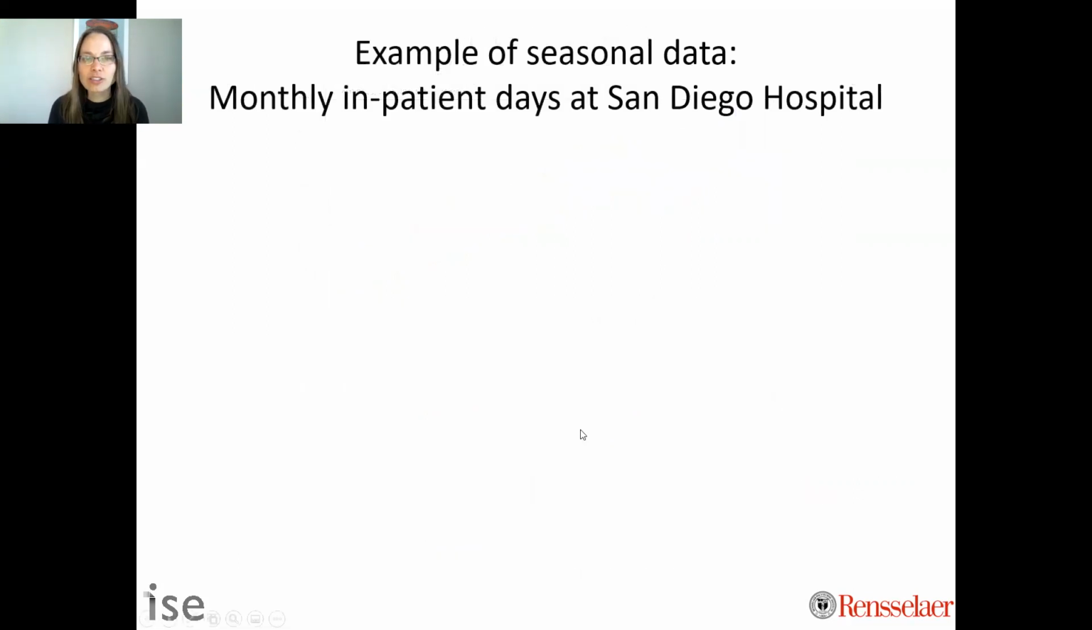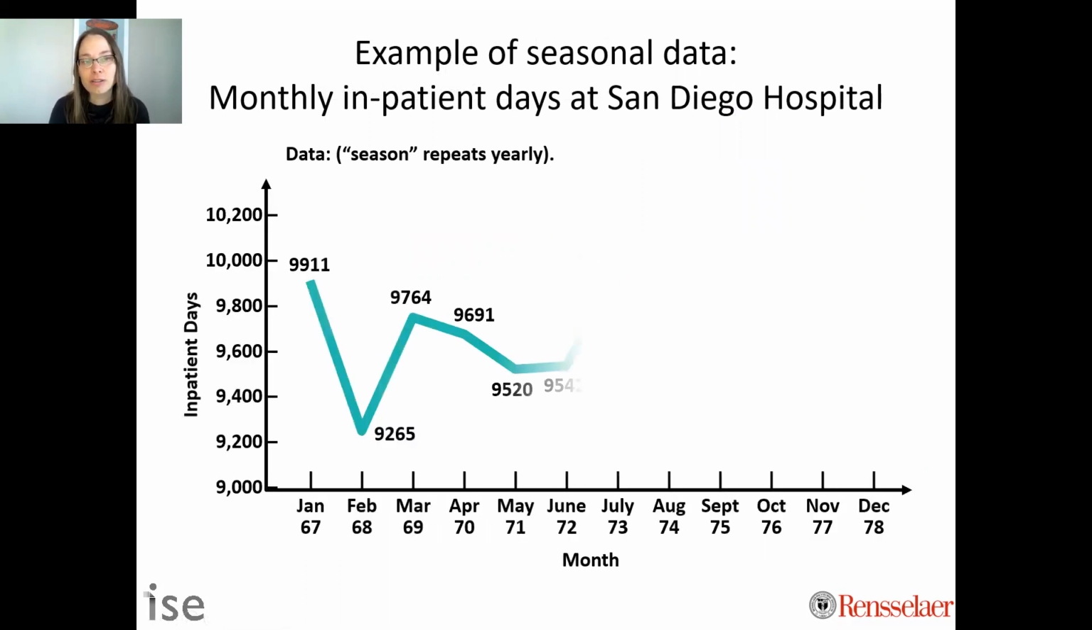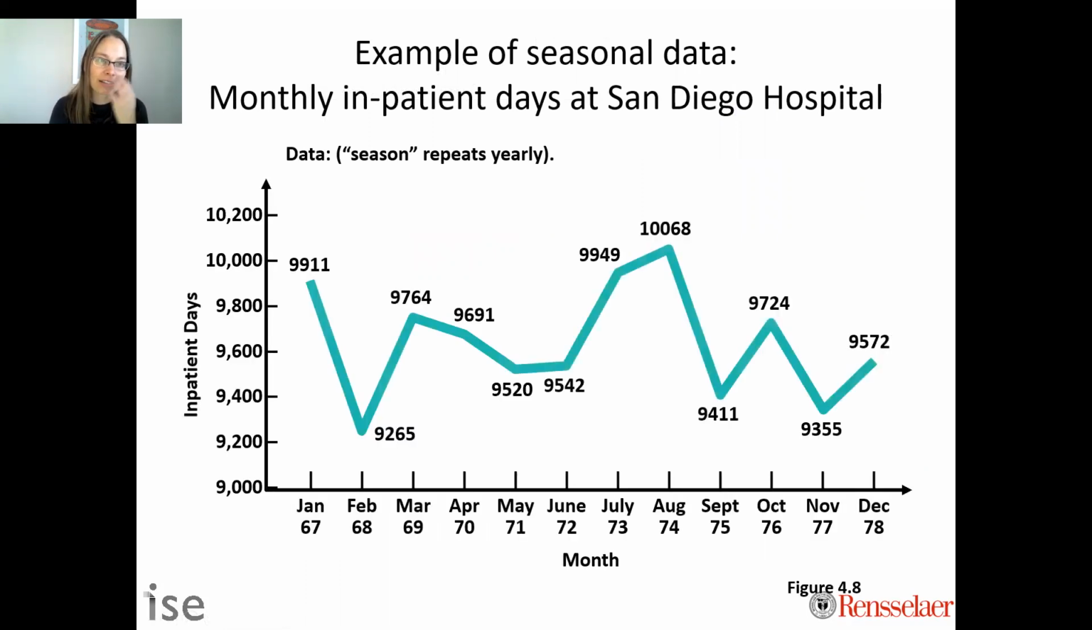All right, so just as an example, think about a hospital. They also have a season, and it repeats every 12 months, so it has a yearly season. This is some data that is inpatient days, January, February, etc. And so this is the actual inpatient days for different months.